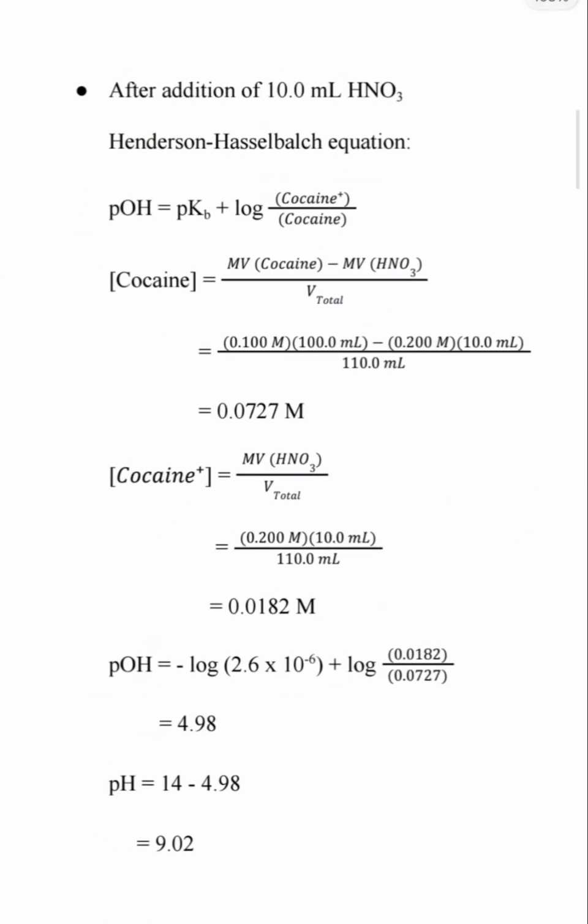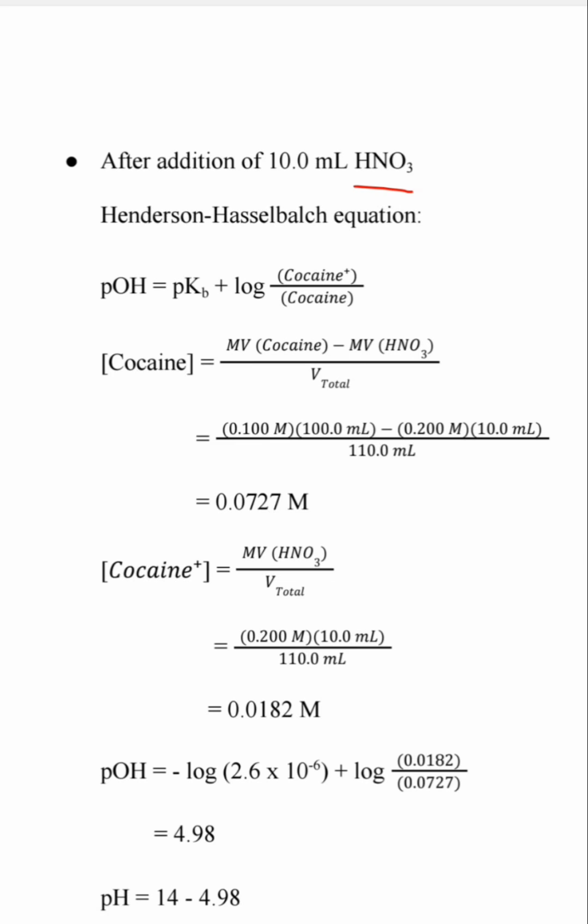The next step is addition of the titrant into the analyte. The titrant is the nitric acid, and we will calculate the pH of the analyte after several additions of the nitric acid. First is the addition of 10 mL nitric acid into the analyte.